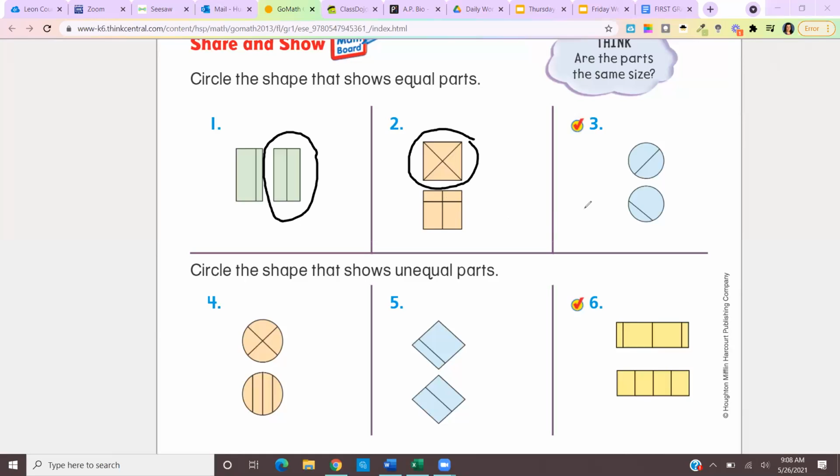Uh-oh, it looks like on number 3, they're going to give us a challenge problem, but I think you guys can do it. So remember, we're still looking for equal parts, parts that are the same size. So looking at number 3, we have 2 circles. Does this first circle show equal parts? Yes, it does. What about this second circle? Does it show equal shares or equal parts? No, both parts are not the same size.